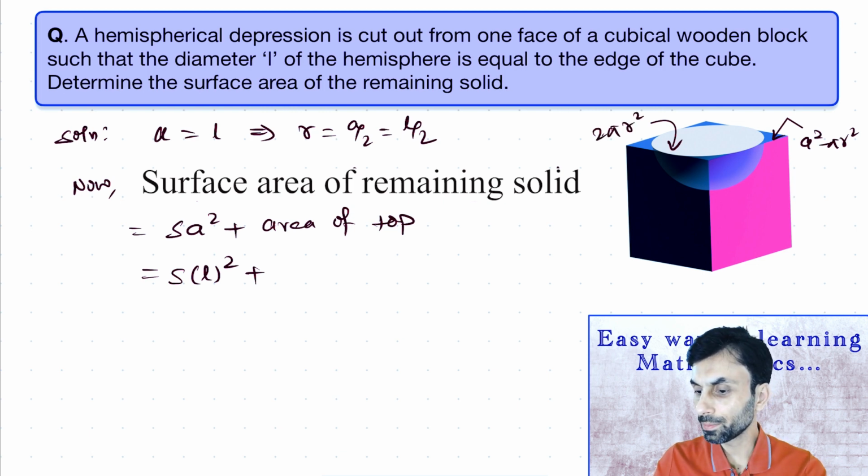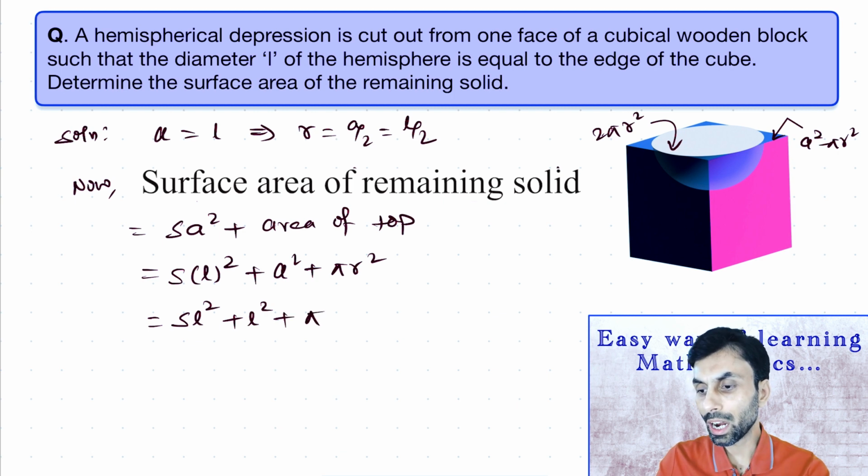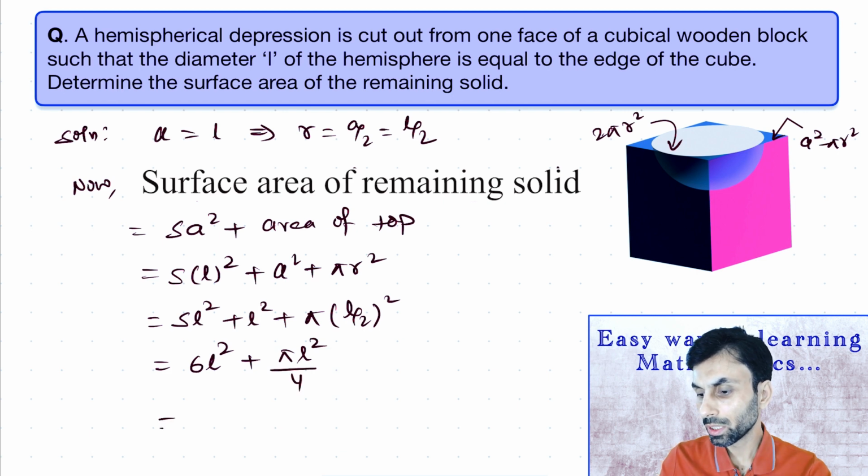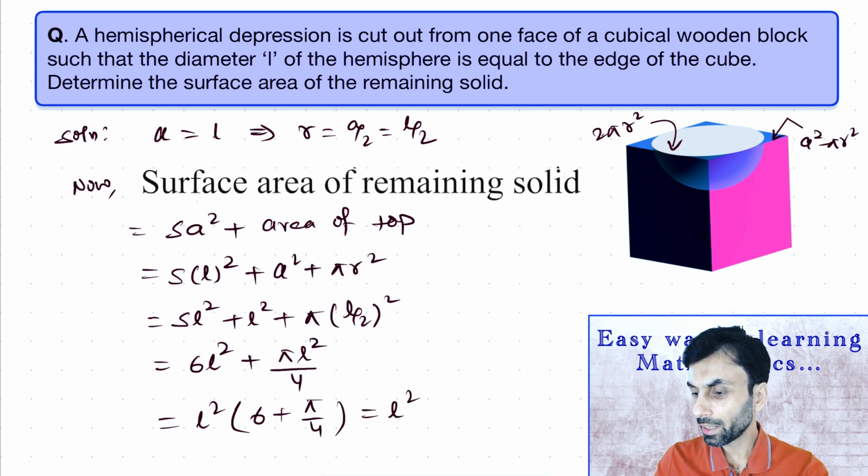So the value of it will become a square plus 2 pi r square minus pi r square will give pi r square. So this will become 5 L square plus L square plus pi r square, we can write r as L by 2, so it will be pi into (L upon 2) whole square. It will be 6 L square plus pi L square upon 4. If you take L square common, this will be L square into (6 plus pi upon 4), which we can write as L square into (24 plus pi) upon 4 square units.